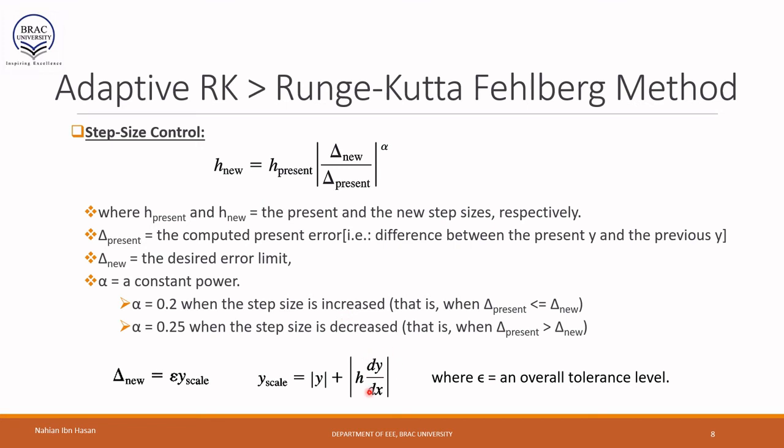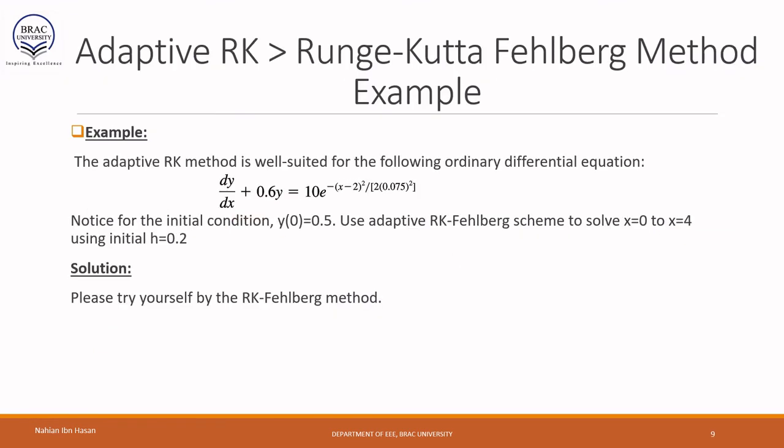Whenever there is an abrupt change, h new is decreased, and whenever there is no abrupt change, that means the value of the slope is changing very slowly, in that case h new is increased. Okay, so that's how the Runge-Kutta-Fehlberg method works through the step size control method. To get the details of this step size controlling, you have to go through the literature of the original Runge-Kutta-Fehlberg method. Okay, so let's look at an example.